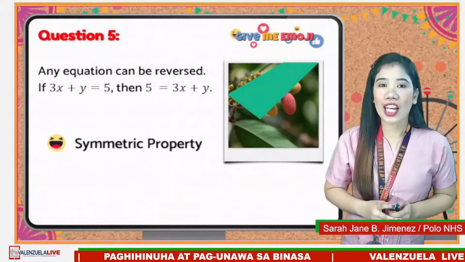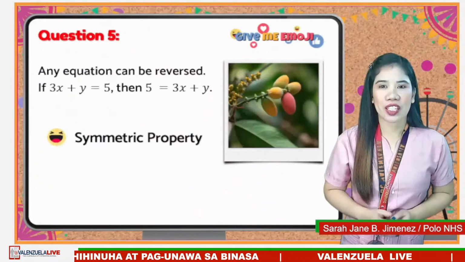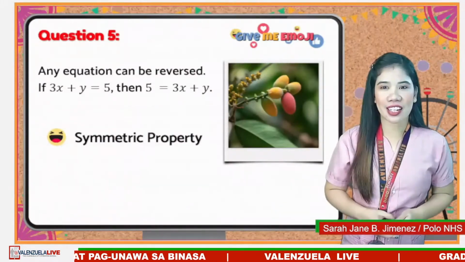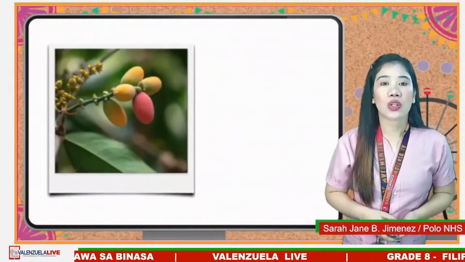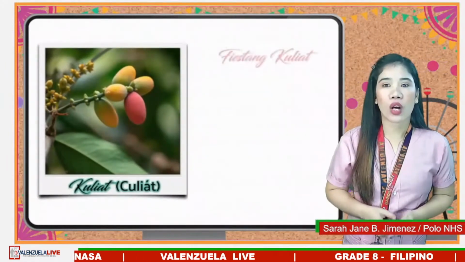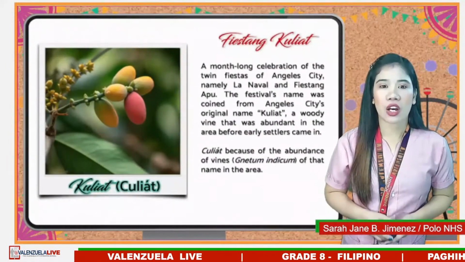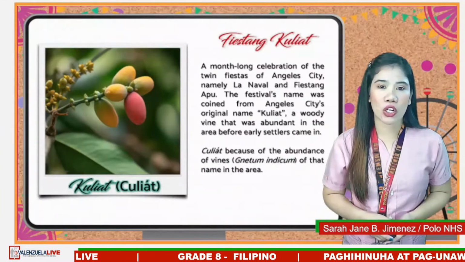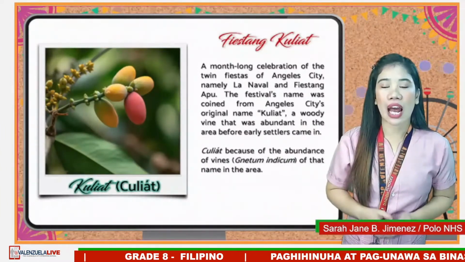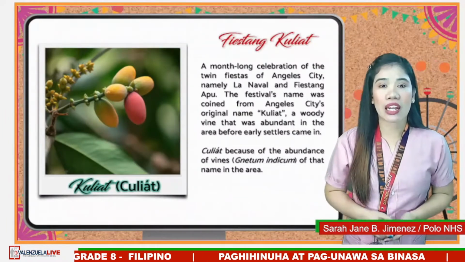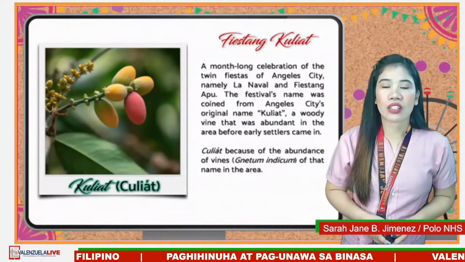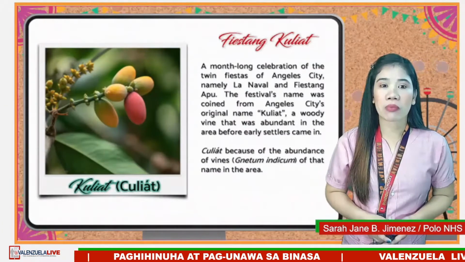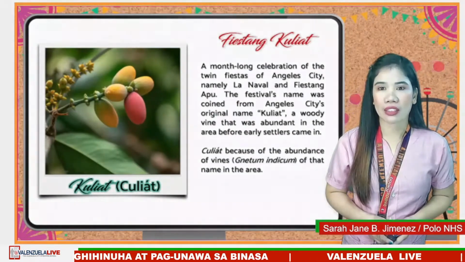The correct answer is symmetric property. Good job, students! The first picture is the kulyat, a woody vine that was abundant in the Angeles City of Pampanga. Fiestang Kulyat is a month-long celebration of the twin fiestas of Angeles City, namely Lanabal and Fiestang Apu. The festival's name was coined from the city's original name, Kulyat.